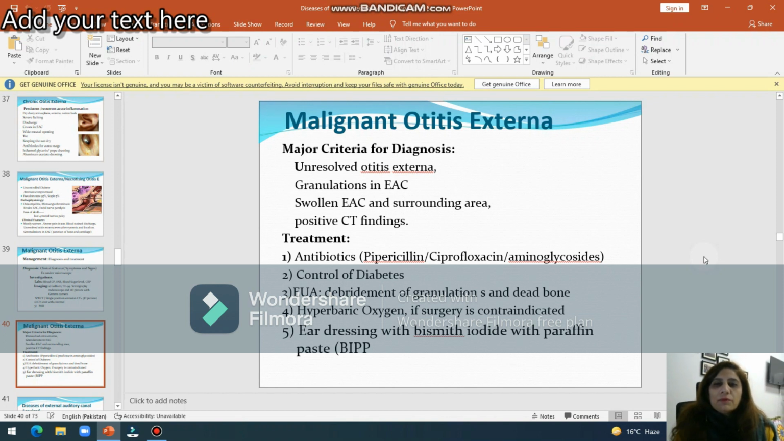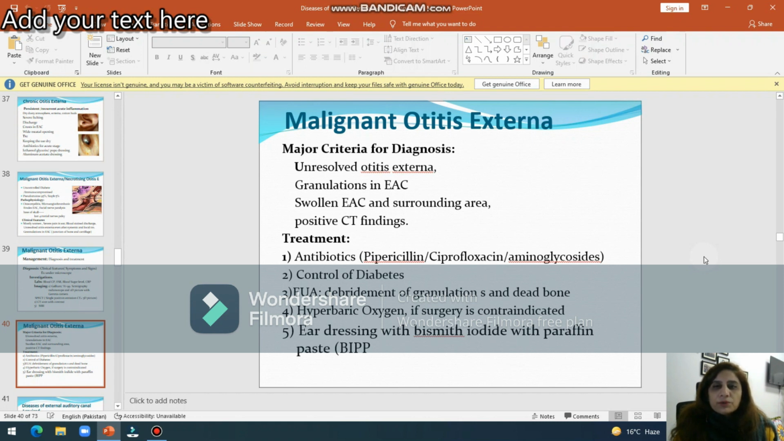The external auditory canal will be swollen, and the surrounding area around the ear will also be swollen. And then when you advise a CT scan, there will be specific CT scan findings. What are these? These are the osteomyelitis of the base of skull.